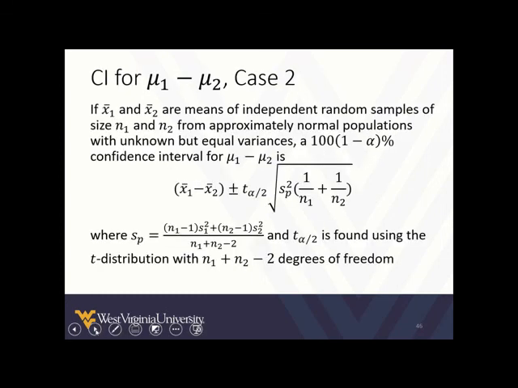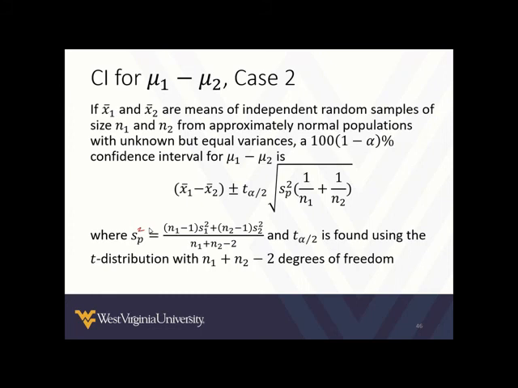In case two, where our population variances are unknown but assumed to be equal, we do have to make an application of our sample pooled variance statistic. And so our confidence interval will be our point estimate plus or minus t alpha over 2 multiplied by the square root of our pooled variance multiplied by the quantity of 1 over n1 plus 1 over n2.